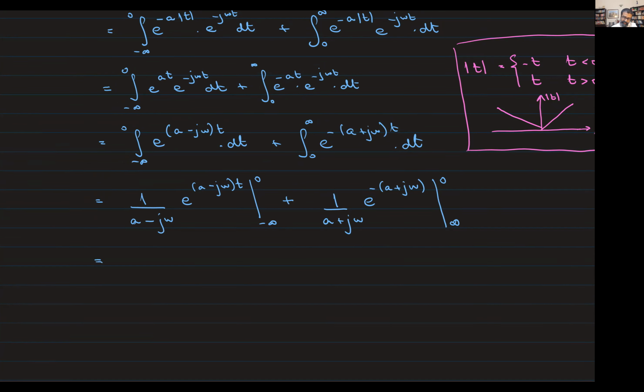So this becomes equal to 1 upon a minus j omega plus 1 upon a plus j omega, which is equal to, this is a squared plus omega squared, and this is 2a. Just some manipulation of complex numbers. Okay, a minus j omega times a plus j omega is a squared plus omega squared, right?